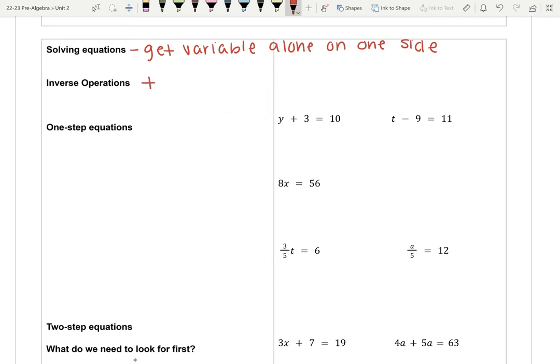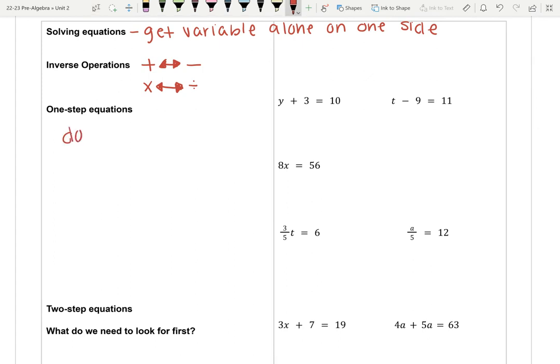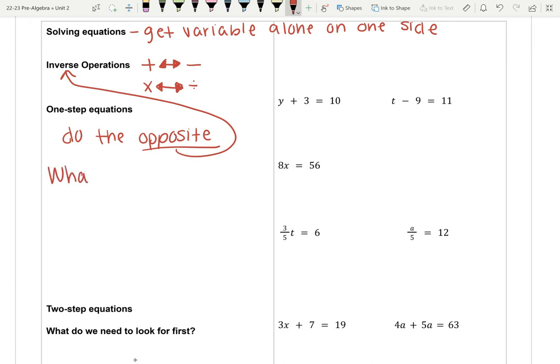Adding and subtracting are opposites, so those are inverses to each other. And then multiplication and division are opposites, so those will be inverses to each other. So to solve one-step equations, we are doing the opposite, and that is what inverse kind of means. And an important thing to remember is what you do to one side of the equal sign, you do to the other.